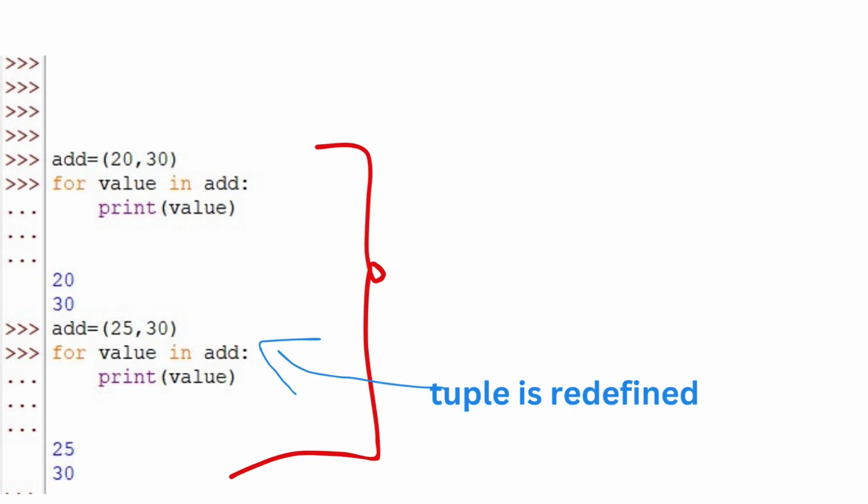See, 25 and 30. So the point to remember here about tuples is you cannot change the value of a tuple, but sure you can reassign new values to the variable representing the tuple. In a sense, you can just redefine an entire tuple.